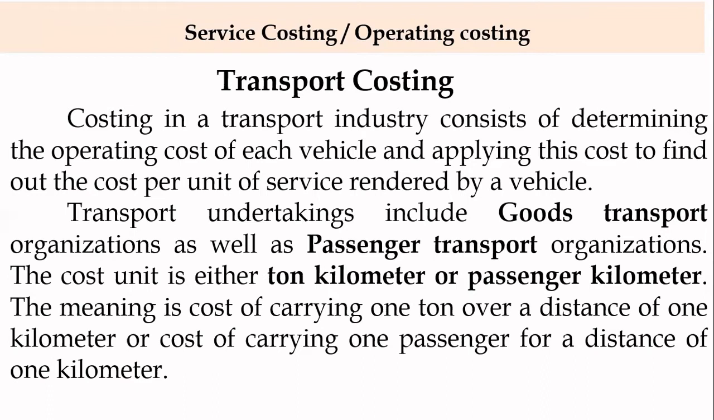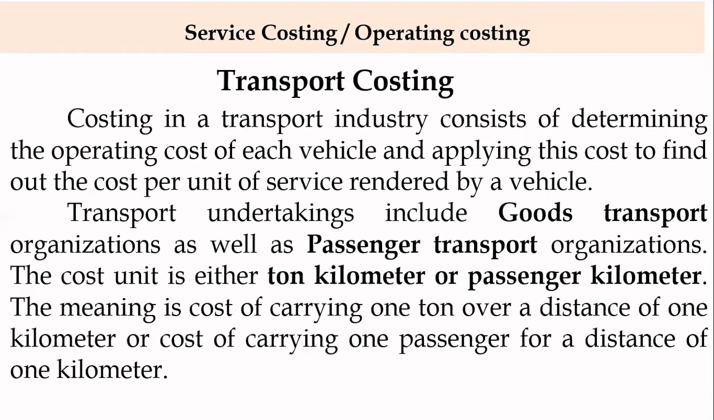So transport undertakings include goods transport organization as well as passenger transport organization. The cost unit is either ton kilometer or passenger kilometer. The meaning is the cost of carrying 1 ton over a distance of 1 kilometer, or the cost of carrying one passenger for a distance of 1 kilometer.